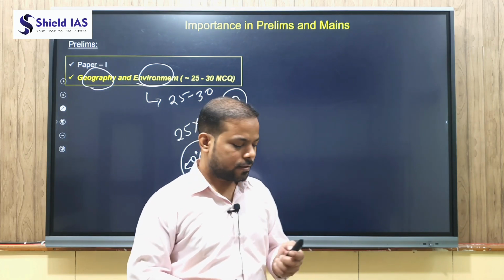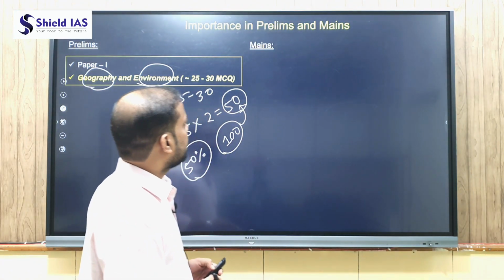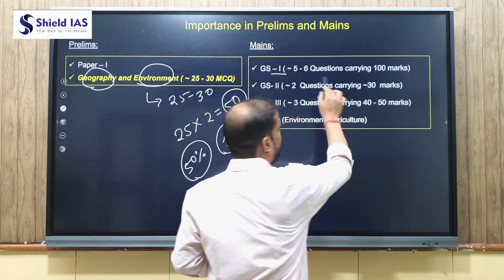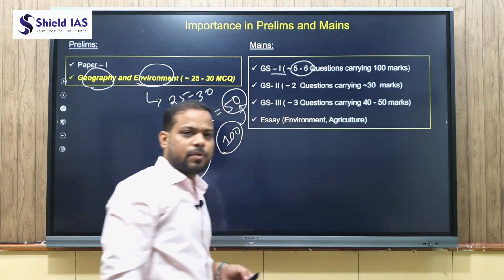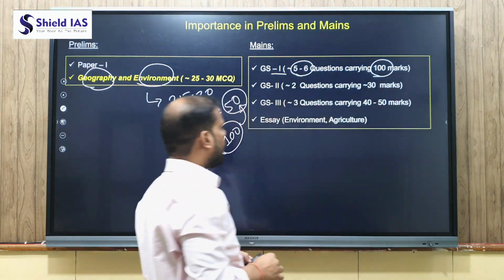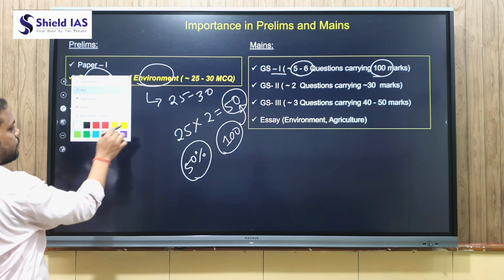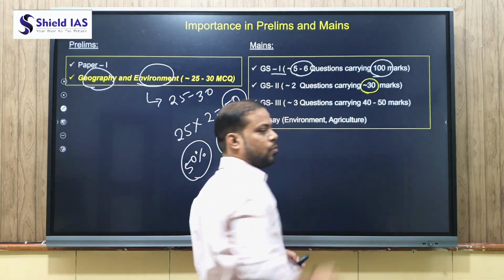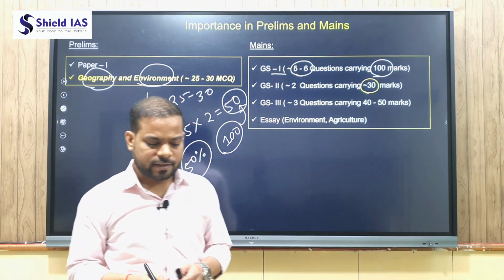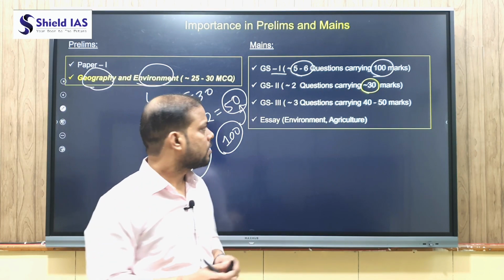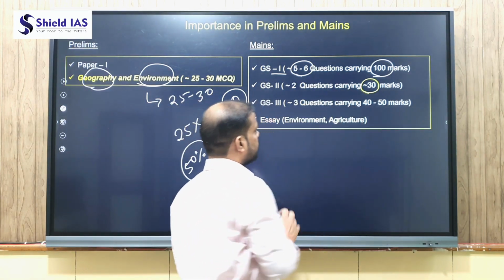And when we talk about mains, we have GS paper 1. So there will be 5 to 6 questions from GS paper 1 carrying 100 marks. And in GS paper 2, directly or indirectly, we will get 2 to 3 questions like international relations and India and its neighborhood relations. So here you can get 30 marks.